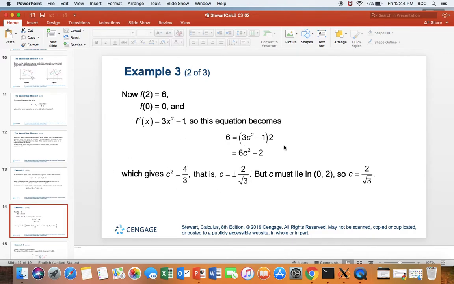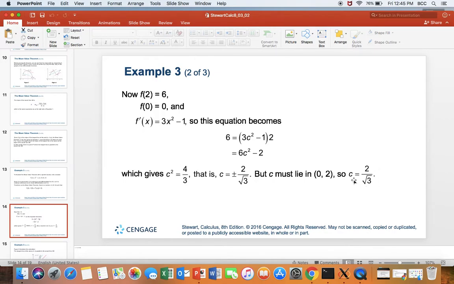All right. Distribute the 2. You get 6c squared minus 2. Fine. 6 equals 6c squared minus 2. Move the 2 over. That gets you 8. So c squared is 8 over 6, which is 4 over 3. Calculate this yourself. You will see c equals plus or minus the square root of this quantity, so 2 over root 3. But we are looking at a number which lies between 0 and 2. So the negative option is out. We therefore take only the positive option.